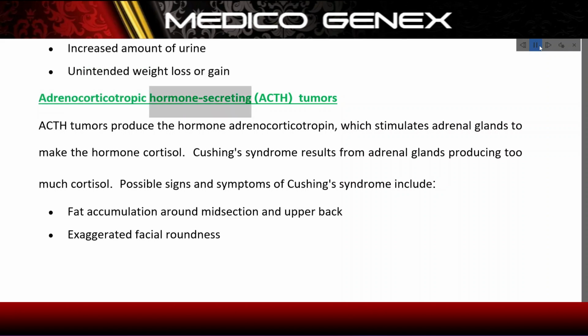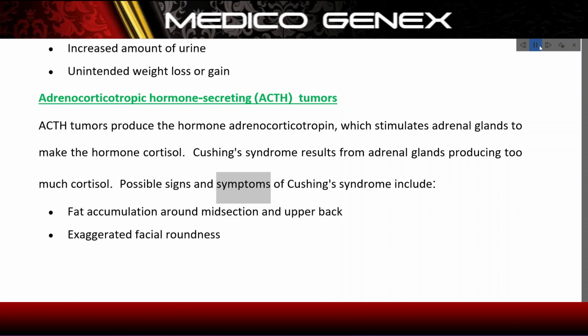Adrenocorticotropic hormone secreting, ACTH, tumors. ACTH tumors produce the hormone adrenocorticotropin, which stimulates adrenal glands to make the hormone cortisol. Cushing's syndrome results from adrenal glands producing too much cortisol.